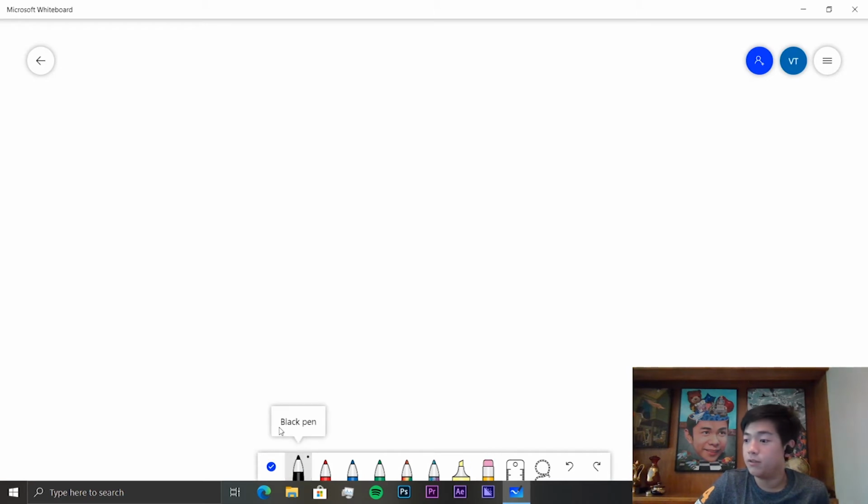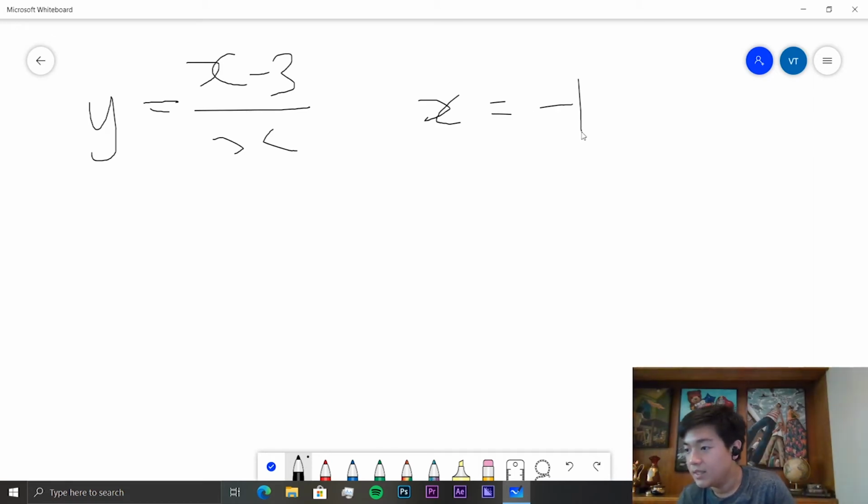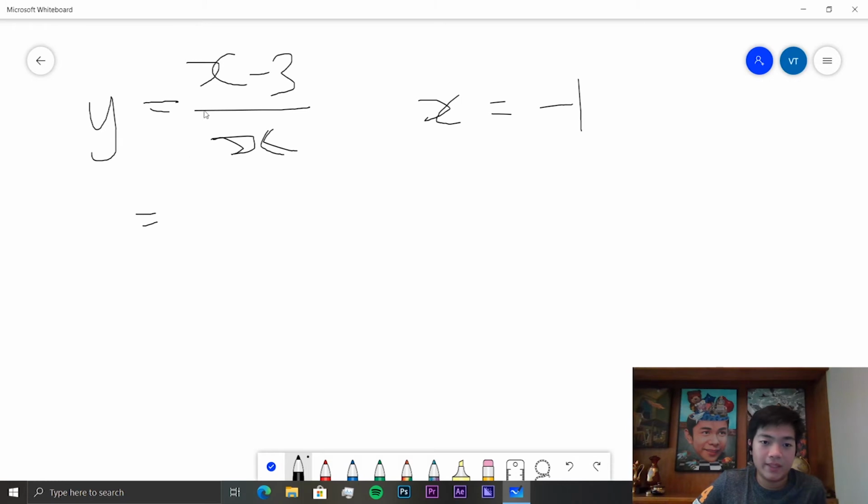We need to find the equation of the normal to the curve. So we need to find the normal to the curve of y equals x minus 3 over x at x is equal to negative 1. So to find the normal to the curve, well, we can split this into two separate fractions. So this will be x over x, or 1, minus 3 over x, which is, of course, 3x to the negative 1.